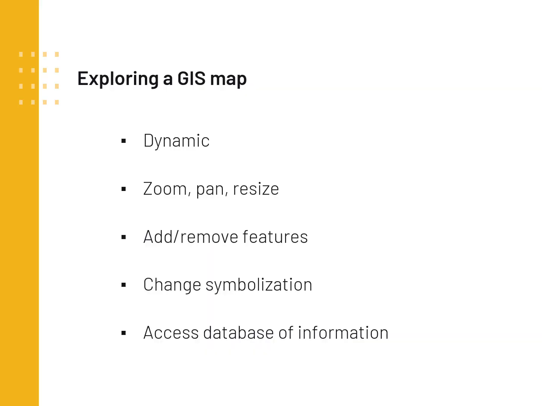So hopefully you've learned quite a bit while looking at our map and solving our problem. You've been able to learn that a GIS map is dynamic. You're able to zoom, pan, resize. You can add and remove features as you see fit. Although we didn't do it, you can change symbolization. So if you didn't like the yellow stars for attraction, you could adjust that. And you also learned how to access the database of information that's behind the individual features on the map. And truthfully, that's where the power of the GIS is.